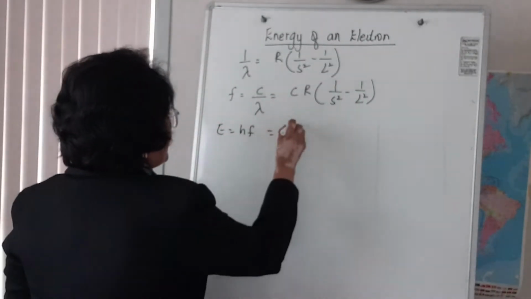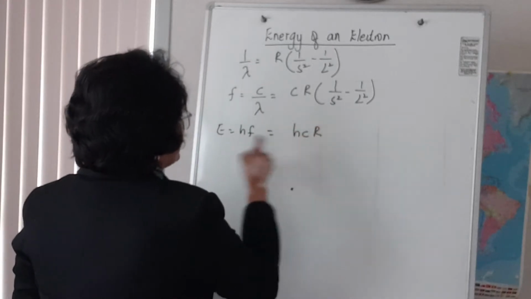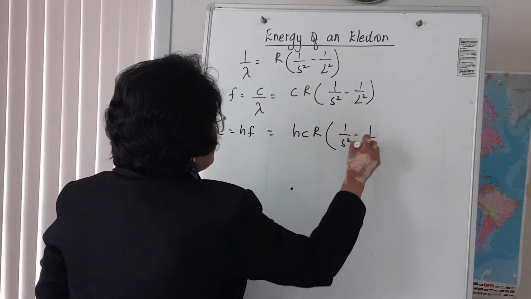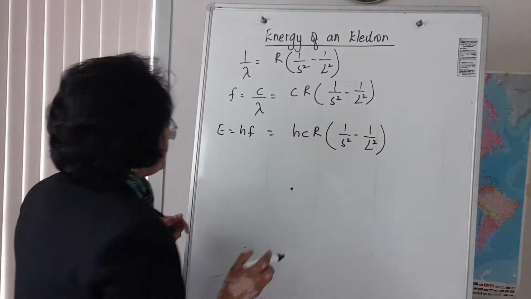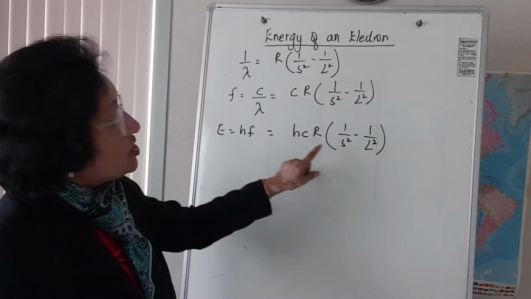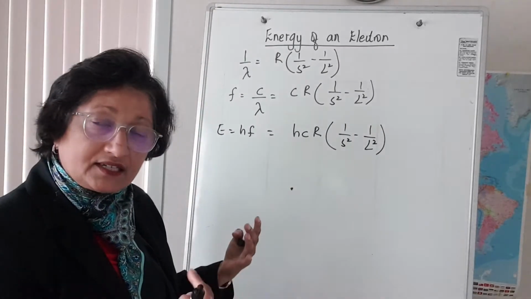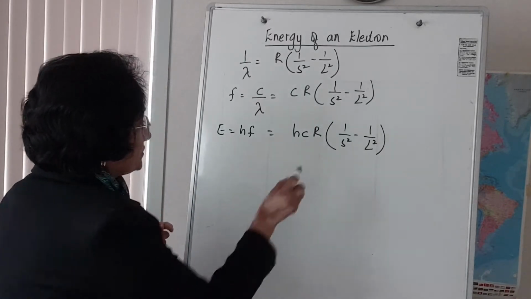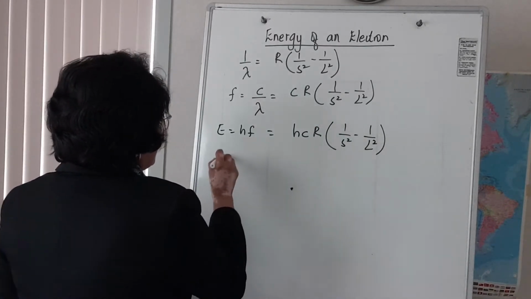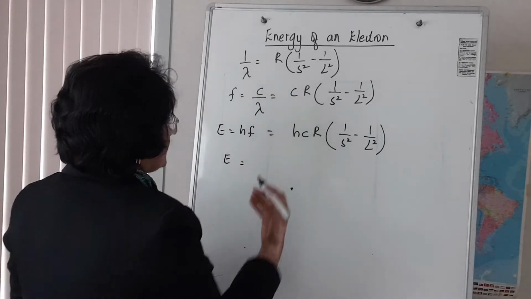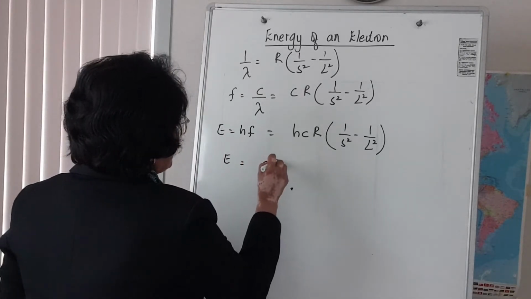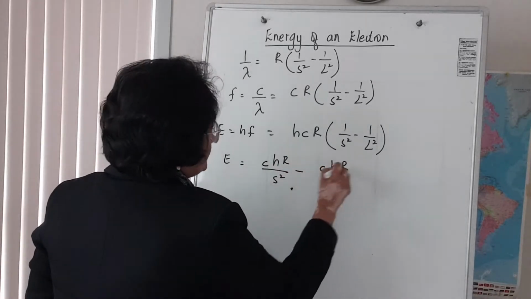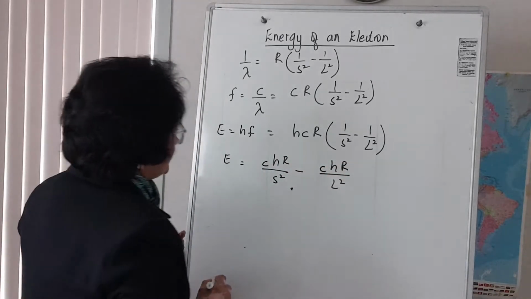So this formula becomes hcR, because you add the h as well, times (1 over s squared minus 1 over l squared). Now this is the energy of a photon that's either emitted or absorbed. So if you expand this, the energy of a photon that's either absorbed or given out is given by hcR over s squared minus hcR over l squared.